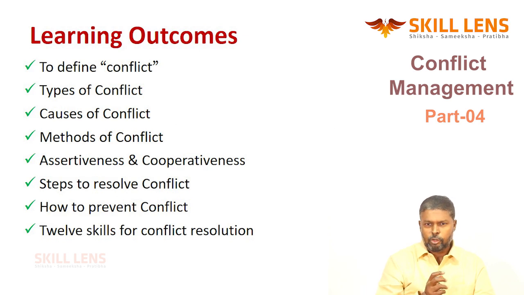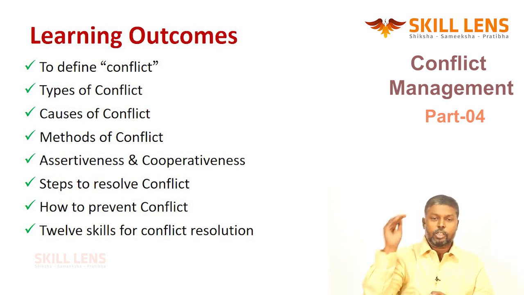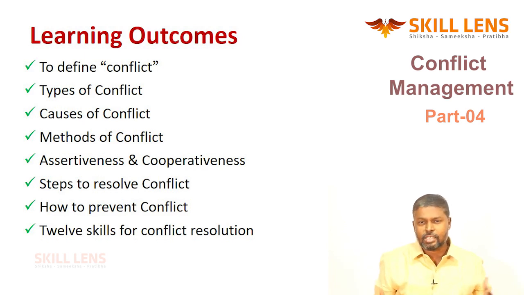Learning objectives, continuing: how do we define conflict, what are the types of conflict, what are the methods of conflict, assertiveness and cooperativeness and the difference between them, the whole Thomas Kilmann model, steps to resolve conflict, the 12 ways of preventing conflict, and how we can look at the 12 skills for conflict resolution.